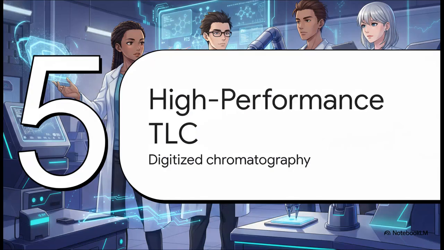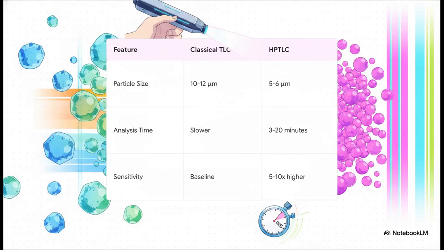Section 5. High Performance TLC, the digitized future of chromatography. All right, let's fast forward to the absolute cutting edge. High-performance TLC, or HPTLC, is a massive hardware upgrade. While standard classical plates use silica particles that are about 10 to 12 microns across, HPTLC uses these perfectly optimized microscopic 5 to 6 micron spheres.